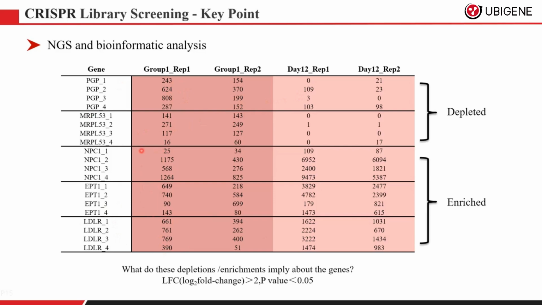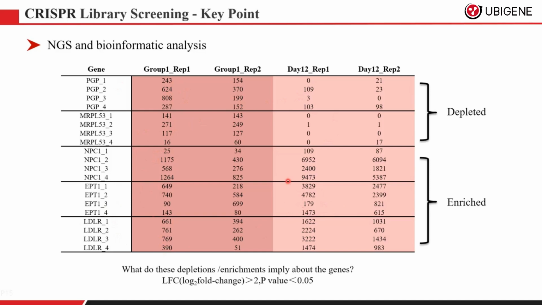Now, let's review one more time. What do depletion and enrichment tell us about the gene? Depleted genes are important for cell growth. When we knock them out, the cells die, so the guides get depleted. On the other hand, enriched genes are usually tumor suppressors. If these genes were working normally, they'd keep cell growth in check. But since we knocked them out, the cells are expanding exclusively, and the guides get enriched.